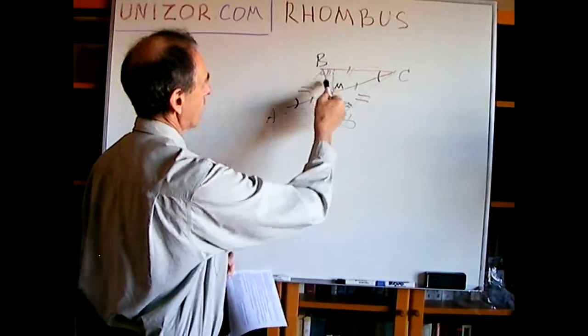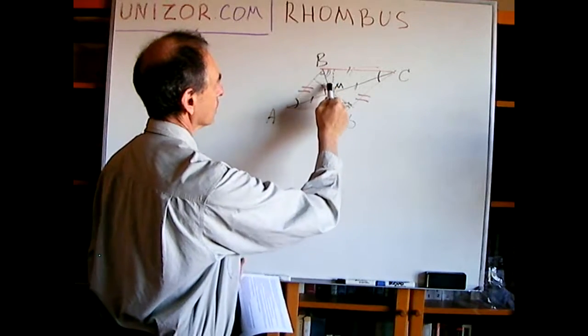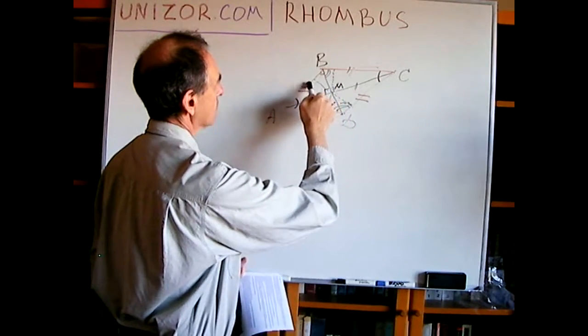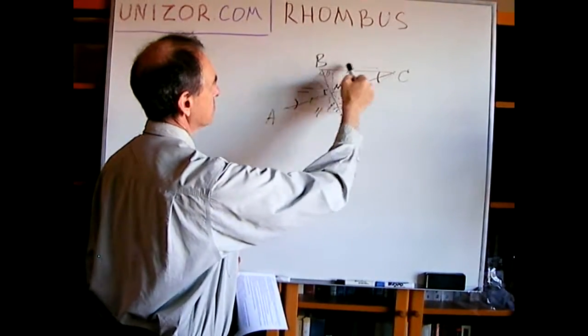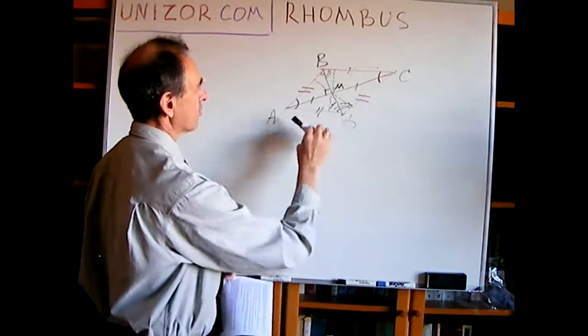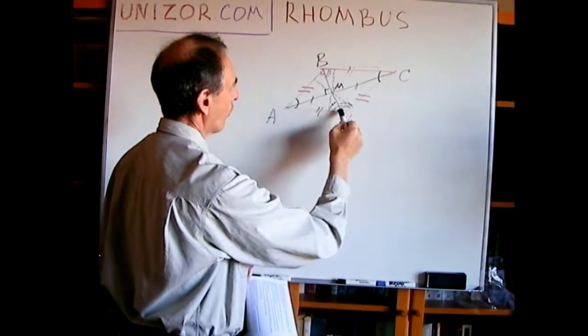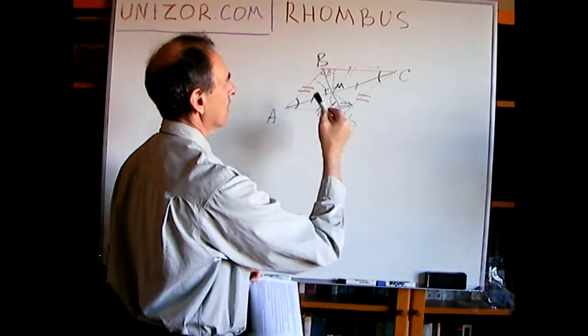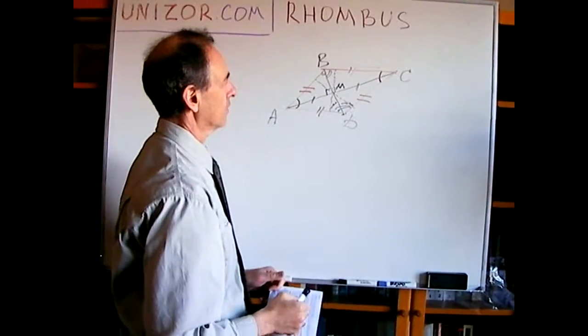Again, this diagonal has a property that every point on it is equidistant from these two sides of angle ABC. It's bisecting. But it's also bisecting the angle ADC, which means, again, every point on this diagonal is equidistant from these two sides.